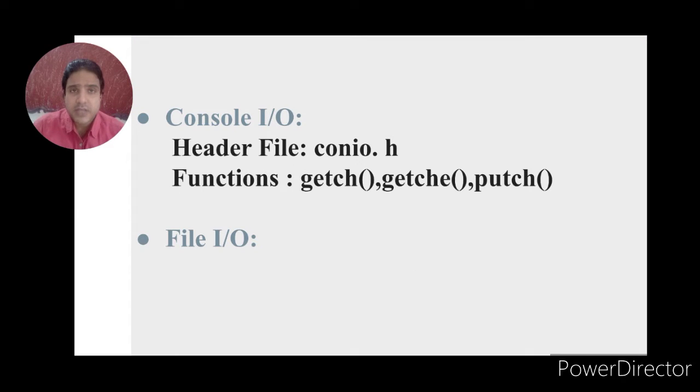The second part is console input output. The header file used to support the console input output is conio.h. Functions which support these are getch, getche, putch functions. Third part is file input output. In this case, the input is given through a file and output will be stored in a file. We will discuss this in the next part of input output.